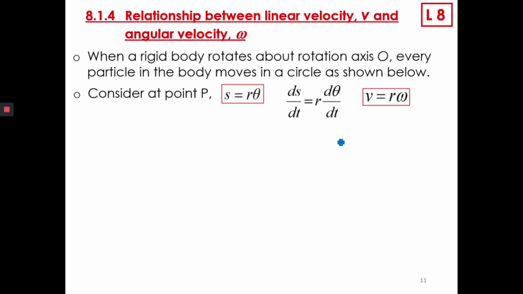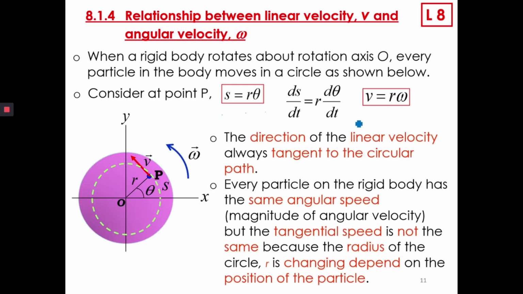How do we relate v and omega? As per chapter 6, you know that s equals r theta, v equals r omega, where the direction of the linear velocity is always tangent to the circular path. Every particle has the same angular speed, but the tangential speed is not the same because the radius changes depending on the position of the particle. So it depends on r.